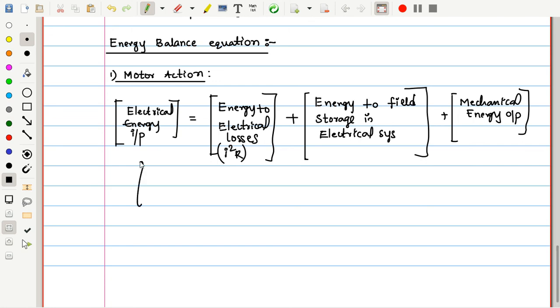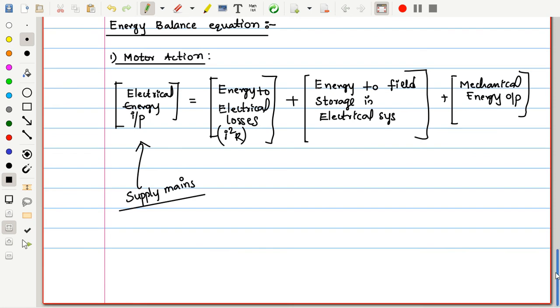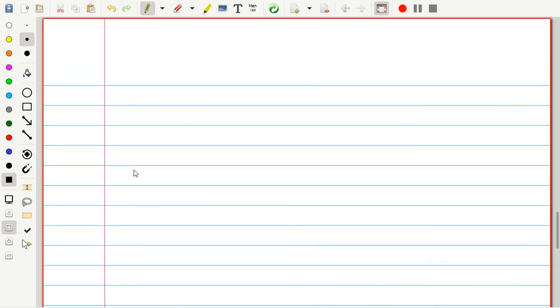So how we get this energy input is from the supply terminals, from the supply mains. Once we give the energy, then that will be split into these three categories. One is the loss component, another is the storage component, and the other is the mechanical output. Is this clear? This is all what we talk about in the motoring action. And on the mechanical side, there will be certain rotational losses, frictional losses, etc. Similarly, let us take up the generator case.